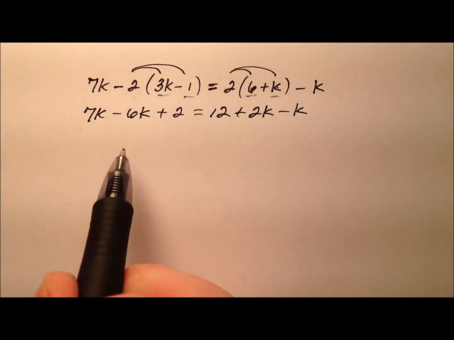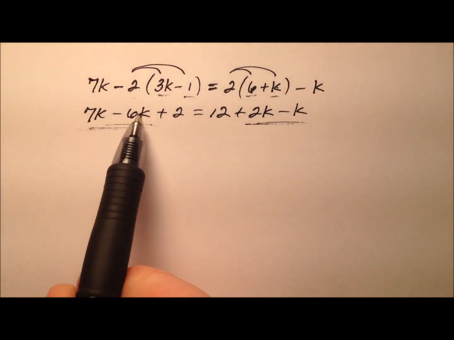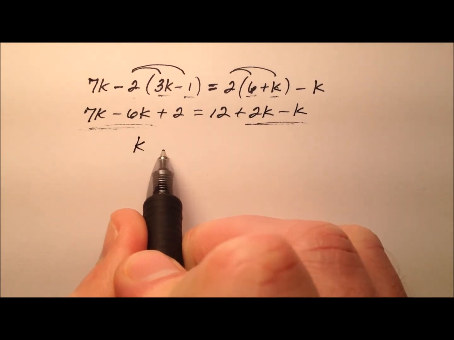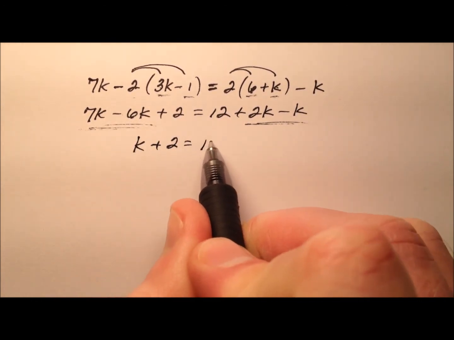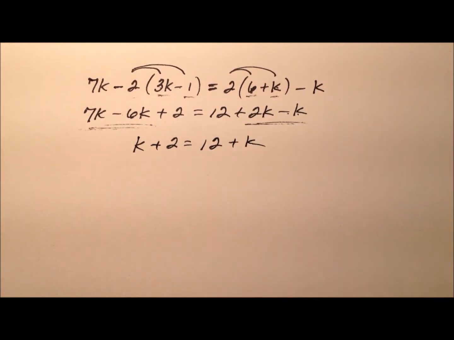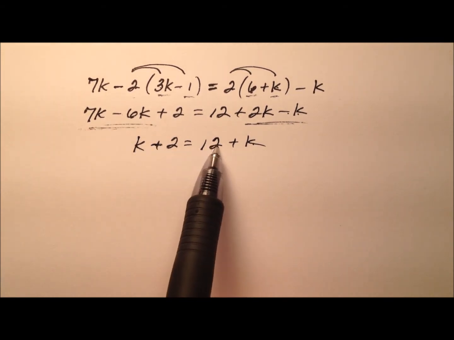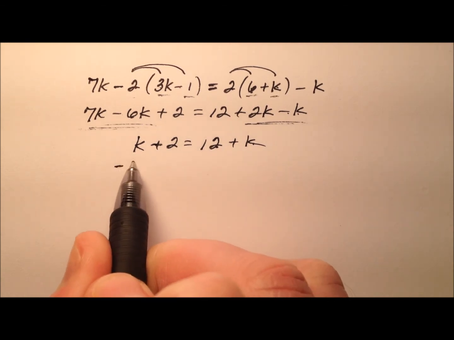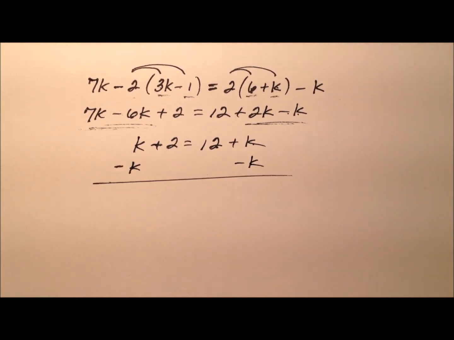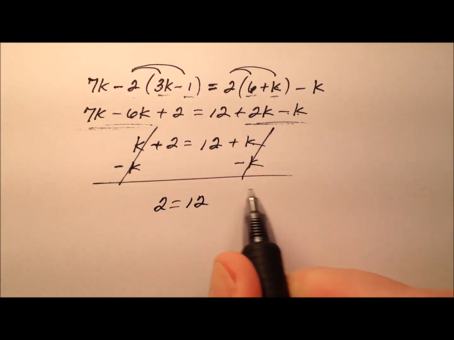Okay, on both sides you'll notice we have some like terms that we can combine before continuing. So 7k minus 6k will give us a 1k plus 2, and then we have our 12 plus, and then 2k minus k will just be 1k. So each side has a k, and then I also have plus 2, and then here I have a positive 12. Let's go ahead and subtract k from both sides, because I notice that those will cancel. So the k's do cancel, and I use my subtraction property of equality to do so. So I'm left with 2 equals 12.